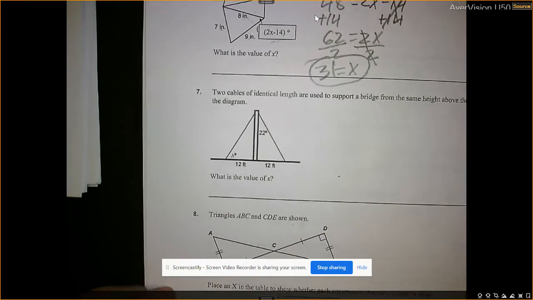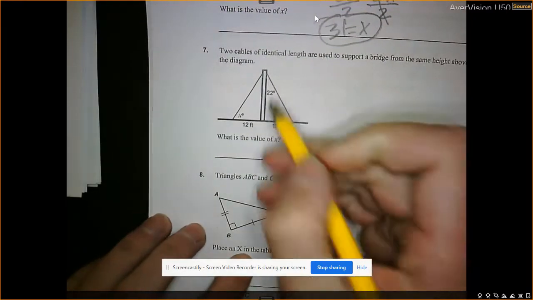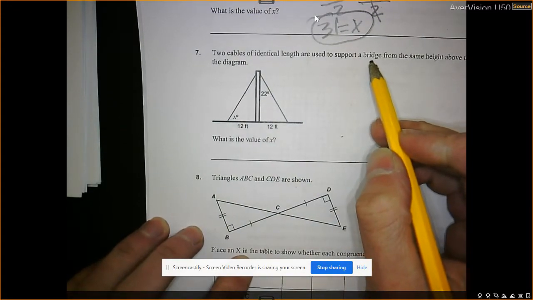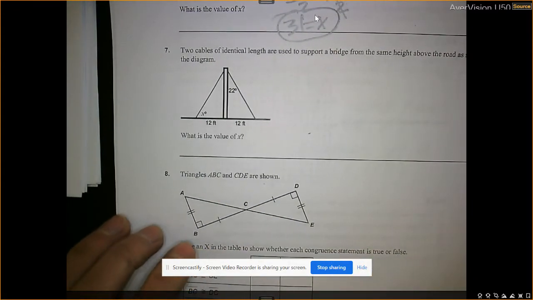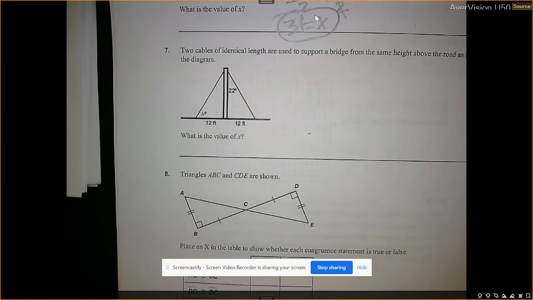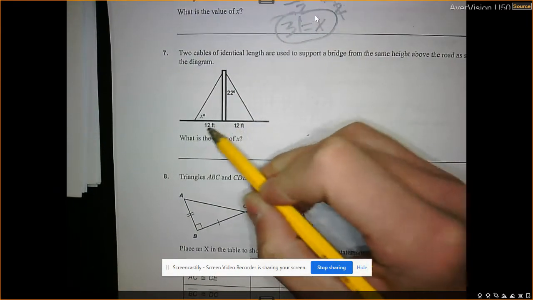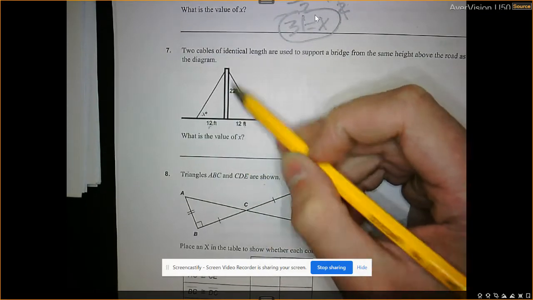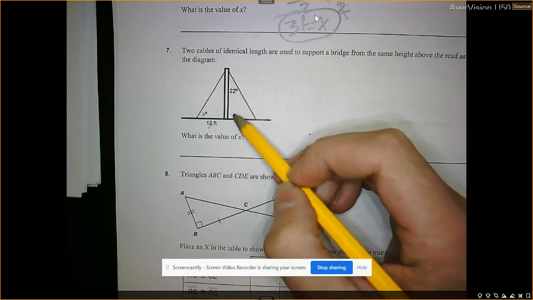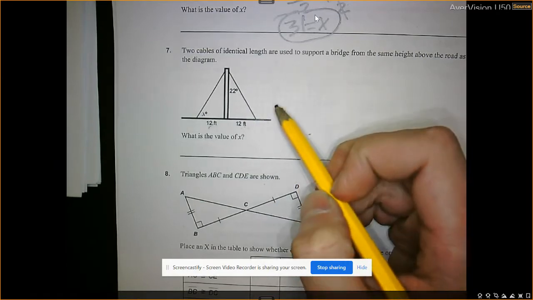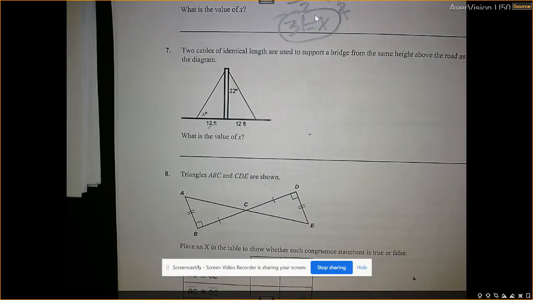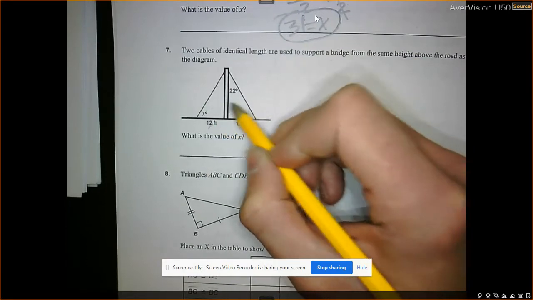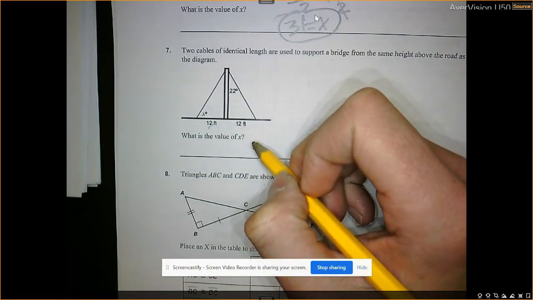Okay. Moving on here, we have two cables for number 7 of identical length. And they're used to support a bridge from the same height above the road as shown in the diagram. Okay, so we have this side measure both being equal. And if this is a supportive structure, used to support this bridge, well, then it's going to be identical on both sides. We know these are congruent triangles, okay?